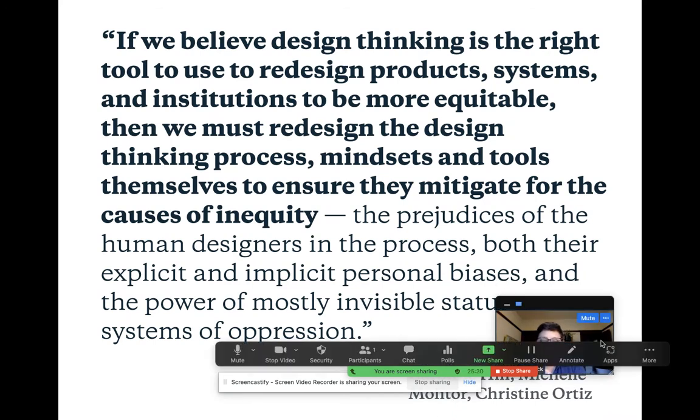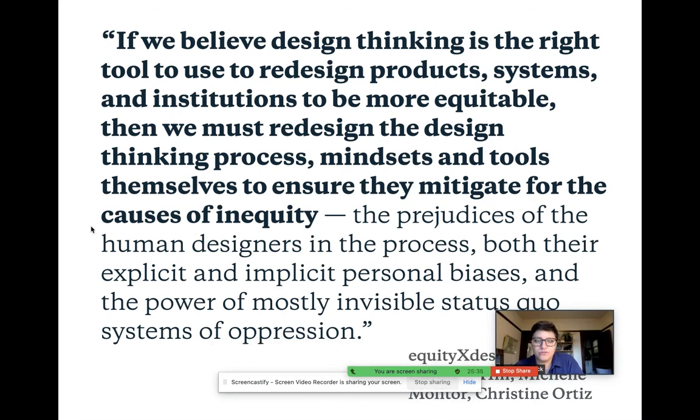And they say, if we believe design thinking is the right tool to use to redesign products, systems, and institutions to be more equitable, then we must redesign the design thinking process, mindsets, and tools themselves to ensure they mitigate for the causes of inequity. The prejudice of the human designers in the process, both their explicit and implicit personal biases, and the power of mostly invisible status quo systems of oppression.